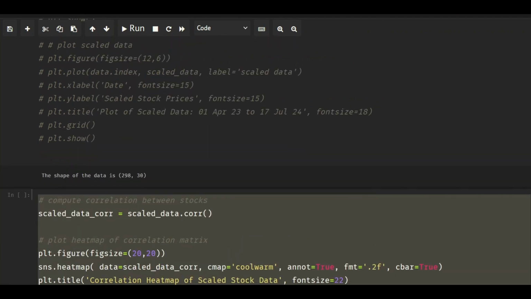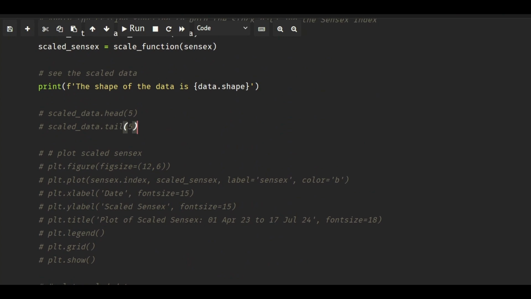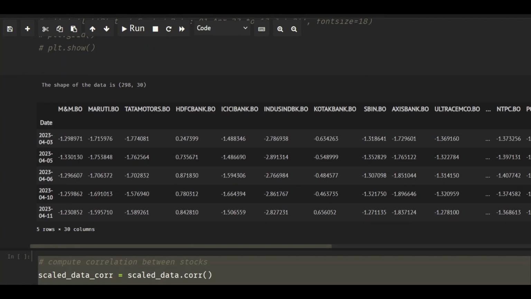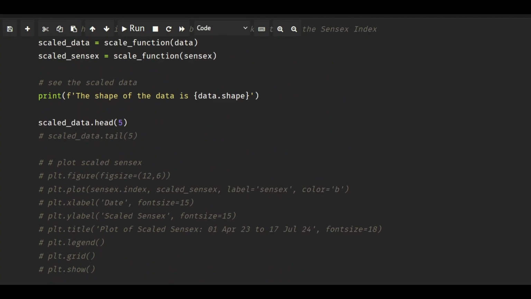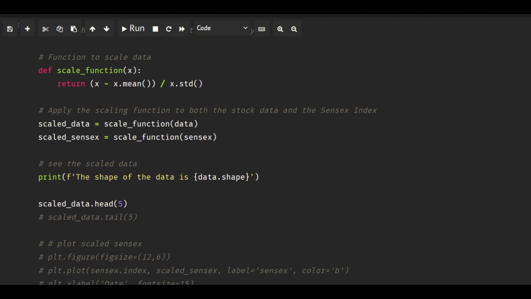First we have a look at the shape. The shape remains the same. We have 30 stocks and 298 days of data. And again, we can have a look at the top 5 rows of the data. And you see that now these prices have dropped to some very low numbers, and all these numbers have become comparable, and that's exactly what normalization does. We can also have a look at the last 5 rows.